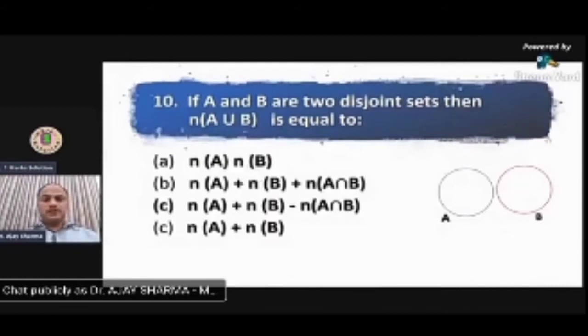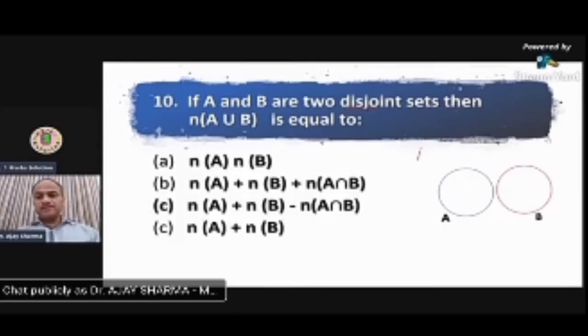Now look at this figure and try to answer what is the possibility. If A and B are two disjoint sets, then n of A union B is equal to what? Okay, this we have to answer in this question. Now see guys, we have two disjoint sets. Disjoint means they have nothing common. Okay, you can see nothing is common here. So this is the meaning of disjoint.